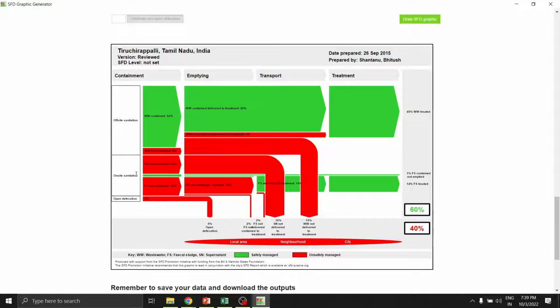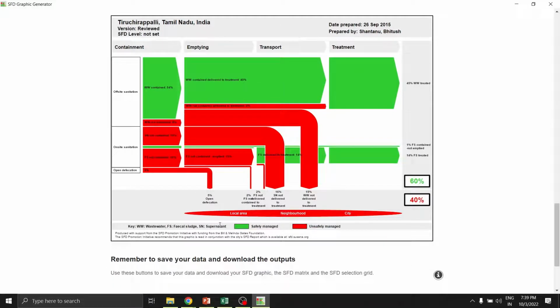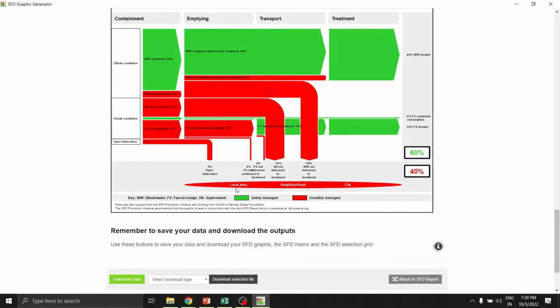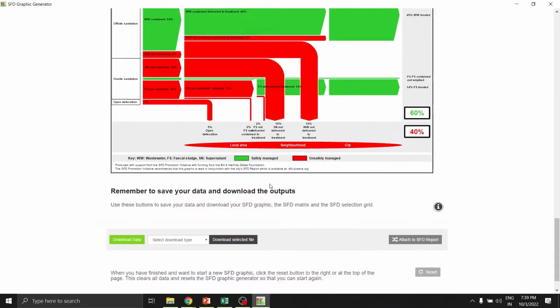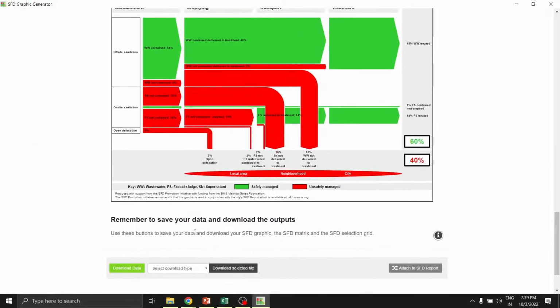Okay, so on-site sanitation is being heavily mishandled. Off-site sanitation is decently being addressed, right? And it also sort of tells you at which scale things are going wrong. In the case of this city, it's going wrong at the local area or neighborhood level, right? So it's a very efficient means of representing what's happening.